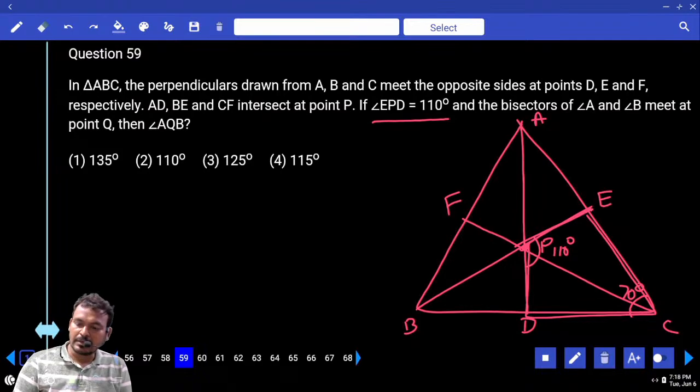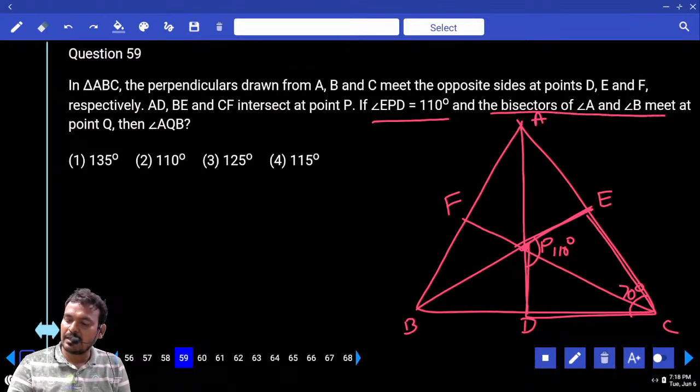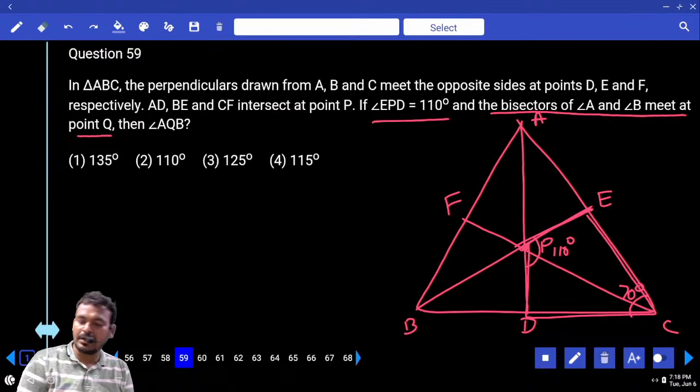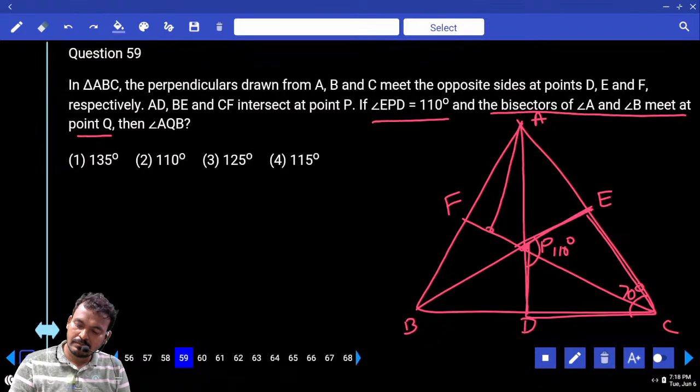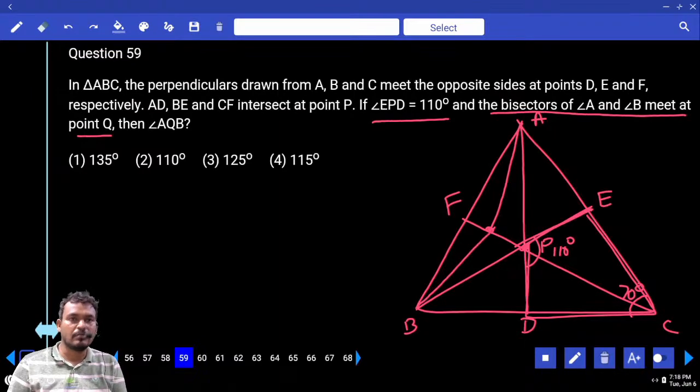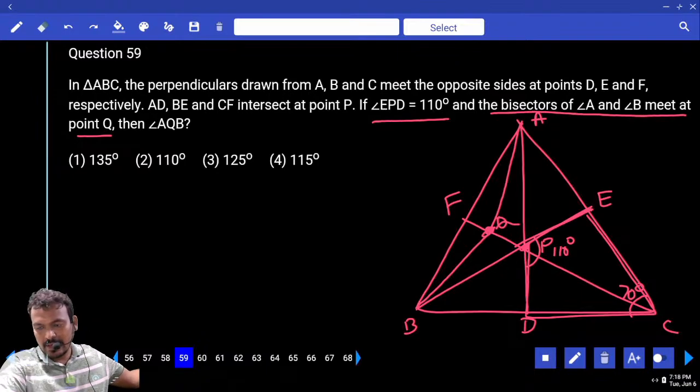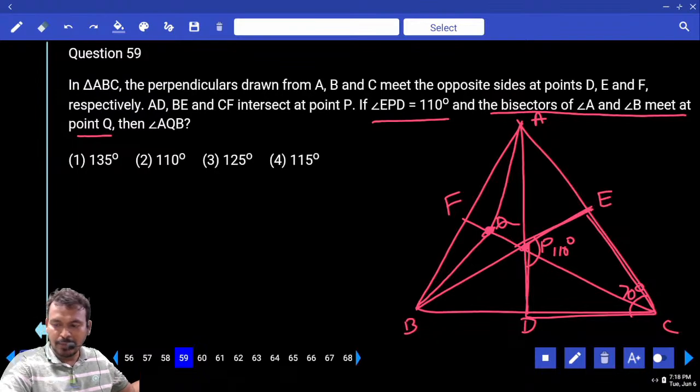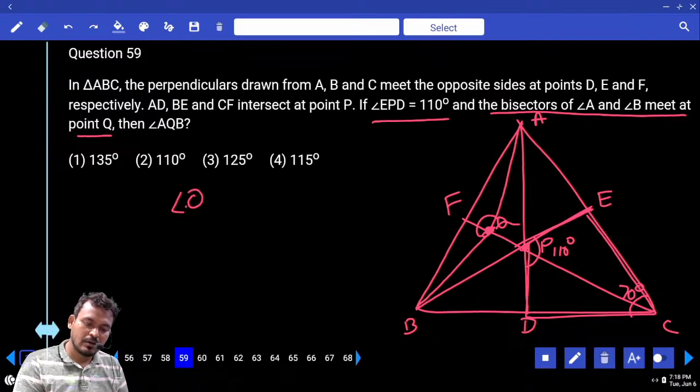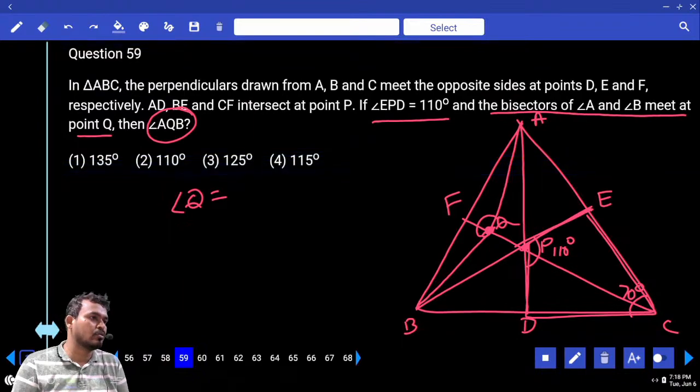Okay. Next. The bisectors of angle A and angle B meet at point Q. What is the A bisector? This pointer. And what is the B bisector? This pointer. Means it is point Q. This one is the bisector. We require angle Q. We require angle AQB, which means we require the angle Q value.